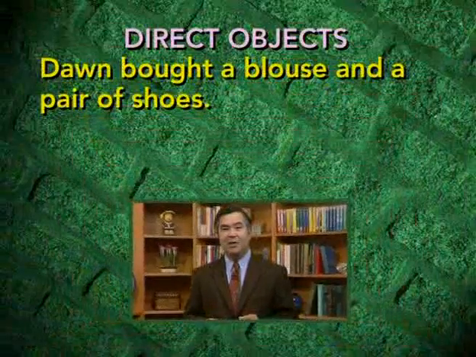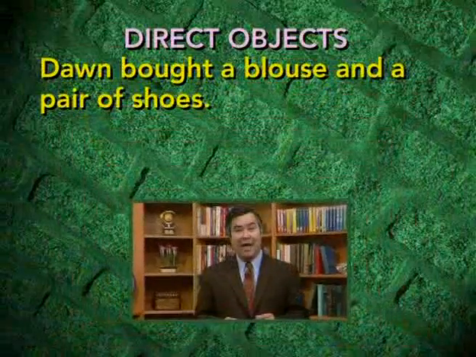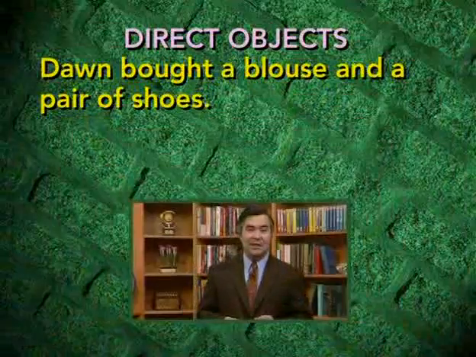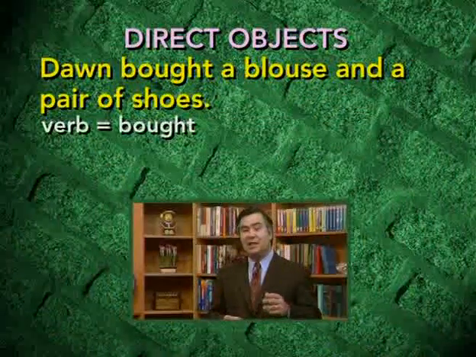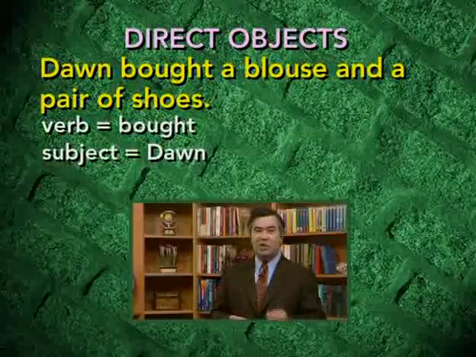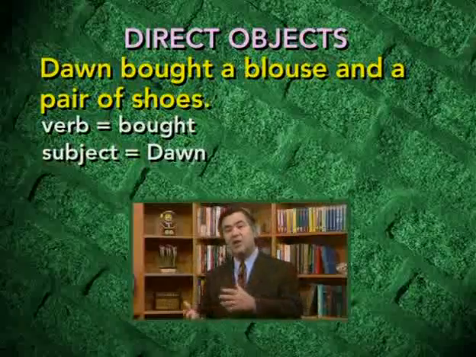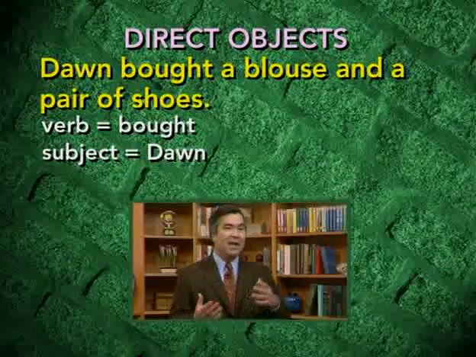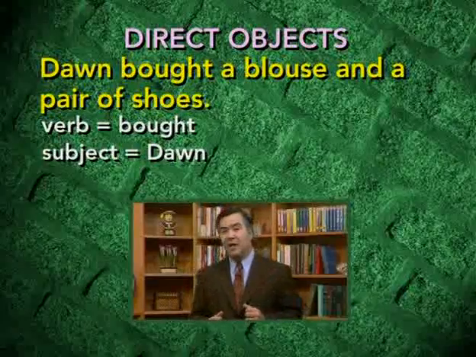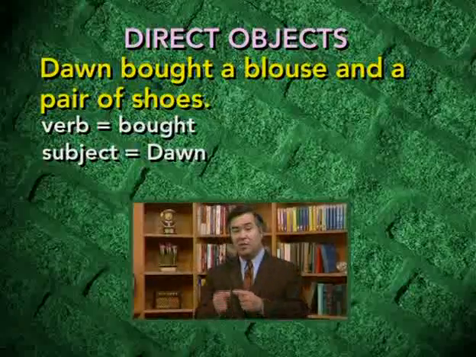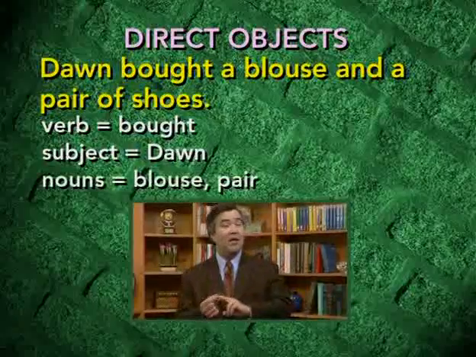Here's an example. Dawn bought a blouse and a pair of shoes. What's the verb in this sentence? The verb is bought. The subject, Dawn. She's the one who did the buying. Now, is there anything in the sentence that tells us what Dawn bought? Anything that receives the action of the buying? Well, the answer is there are really two things that Dawn bought. She bought a blouse and a pair of shoes.